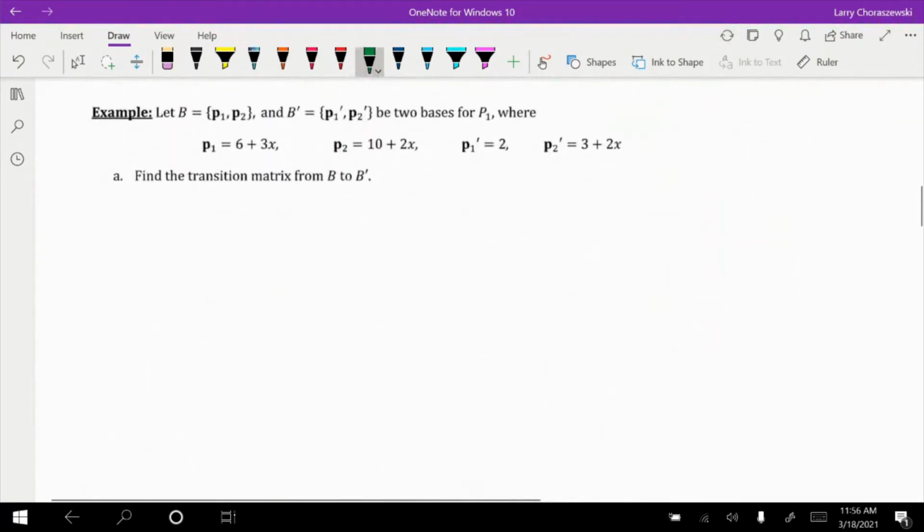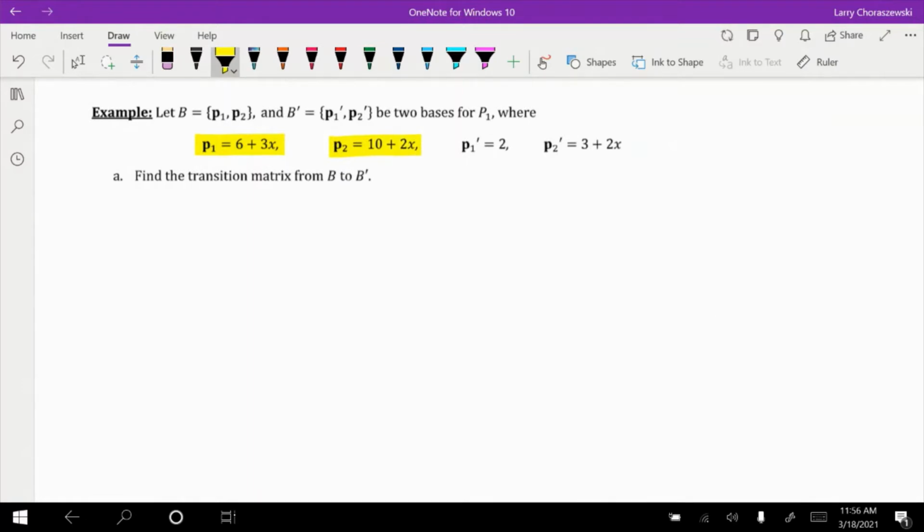So let's look at our first example. It says, let B consist of polynomial vectors P1 and P2. And P1 and P2 are labeled below. P1 is the polynomial vector 6 plus 3x, and P2 is the polynomial vector 10 plus 2x.